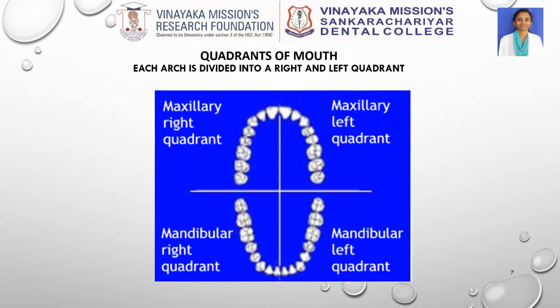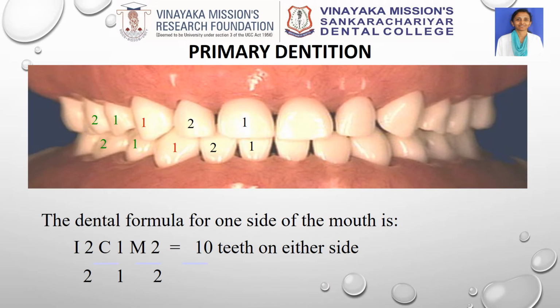So we will see how the mouth can be divided. The mouth is divided into four quadrants. The first is the maxillary right quadrant, then the maxillary left quadrant, mandibular left quadrant and mandibular right quadrant. We will see the details of primary dentition.